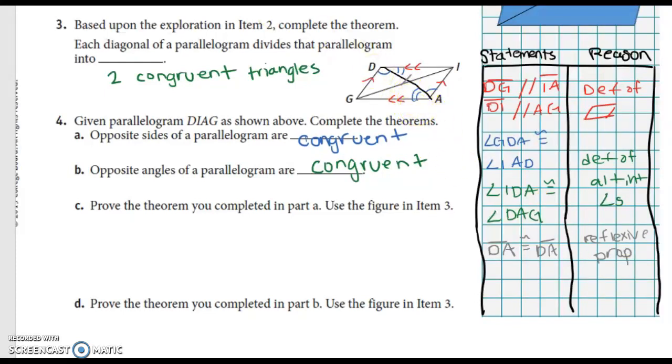And now we have two congruent triangles again. So we've got triangle DGA is congruent to triangle AID because of angle, side, angle. And then, because of CPCTC, we know that angle G is congruent to angle I. And we've just proven using those two proofs that opposite angles of a parallelogram are congruent.